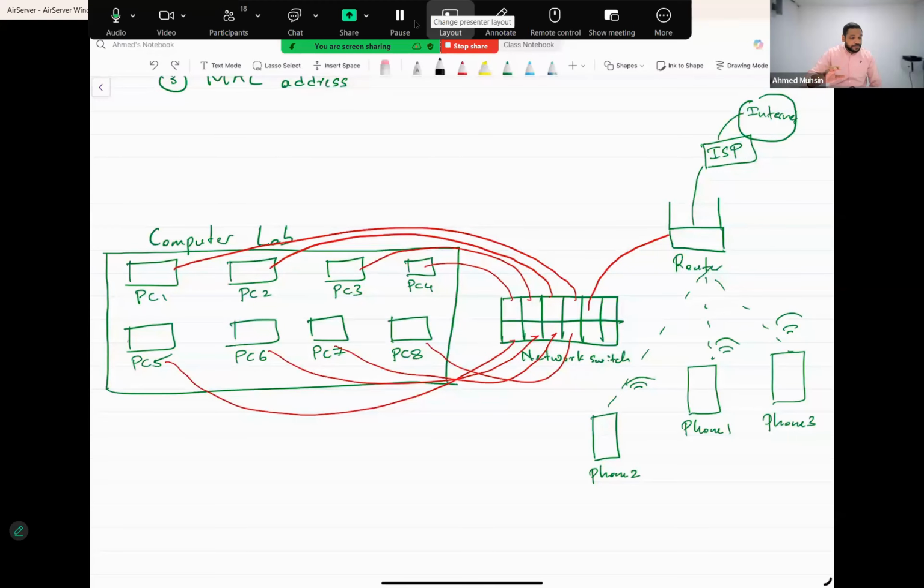Guys, the router is going to get a lot more functions as we go along, I'll tell you all. For now you all know it forwards data packets, but there are a lot more functions that are about to come in. Okay, we'll see.